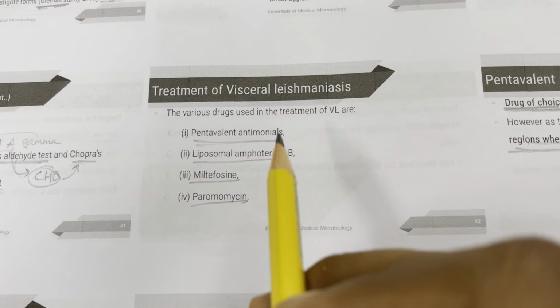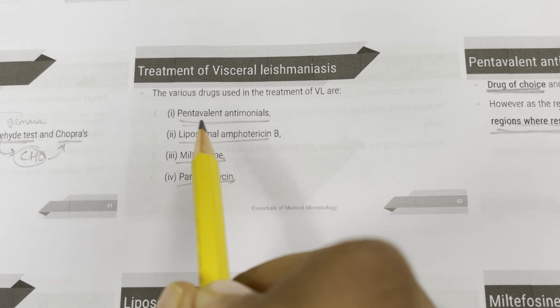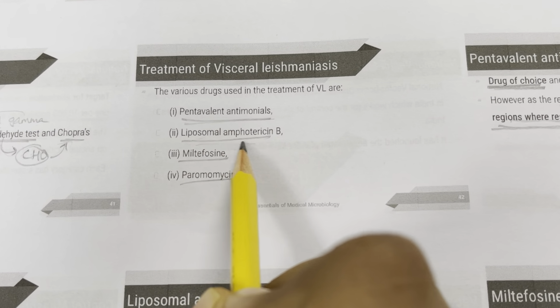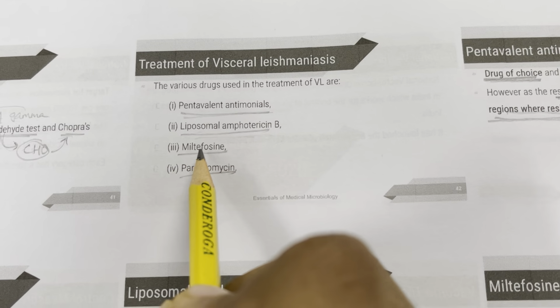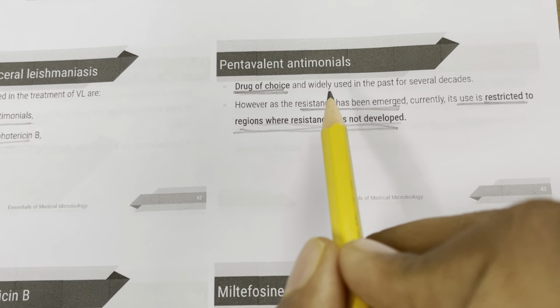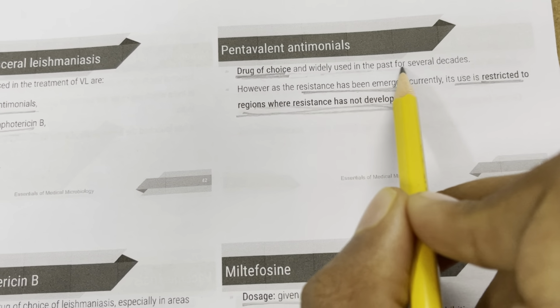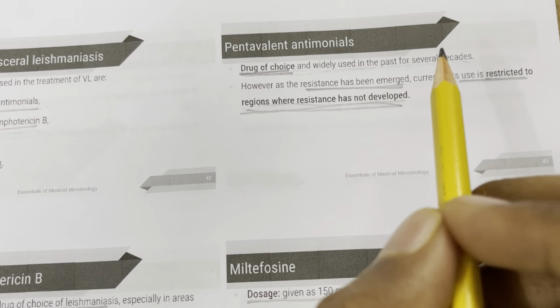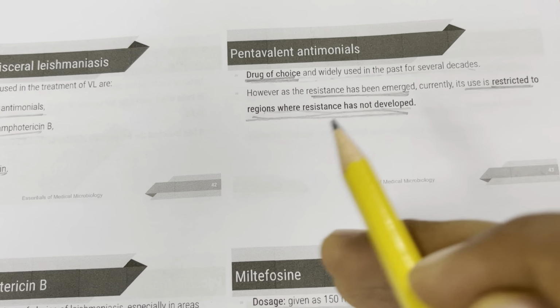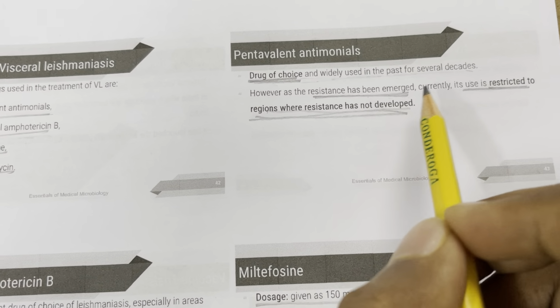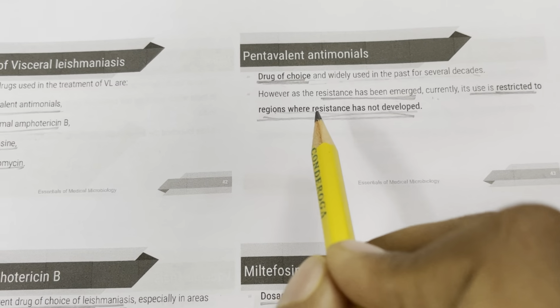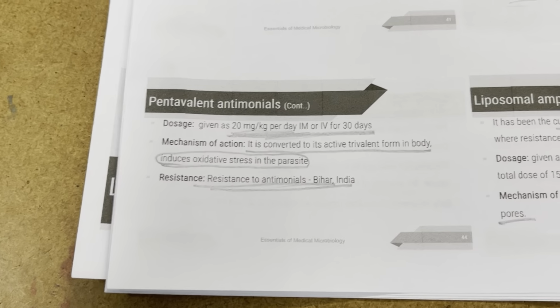And what is the treatment of visceral leishmaniasis? You can use pentavalent antimonials, liposomal amphotericin B, miltefosine, and paromomycin. Pentavalent antimonials were the drug of choice in India, and they were widely used in the past for several decades, but they are not used in India anymore. They are of least preference because resistance has emerged. It is only now used in regions where resistance has not developed.